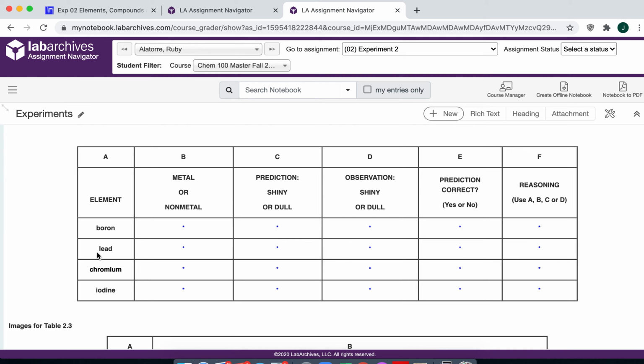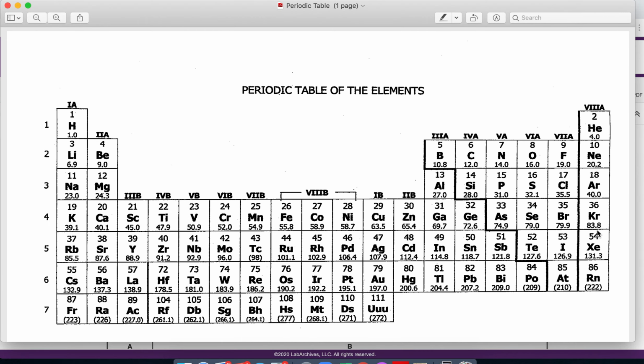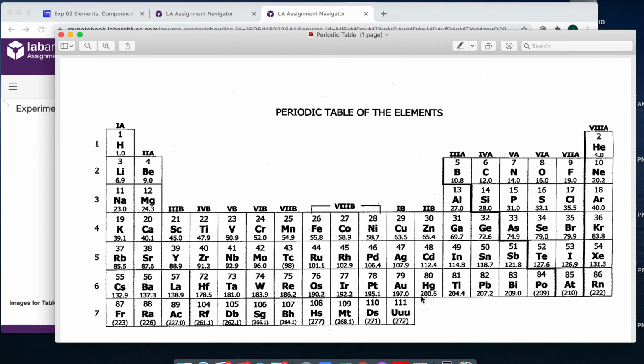So there are 4 different elements given here: boron, lead, chromium, and iodine. Firstly, you have to find out whether it is a metal or non-metal based on its location. So let's try iodine first. Iodine, which has the symbol I, is right here. Based on its location on the periodic table, I predict it is a non-metal. It's supposed to be a non-metal because it stays to the right of the step line.